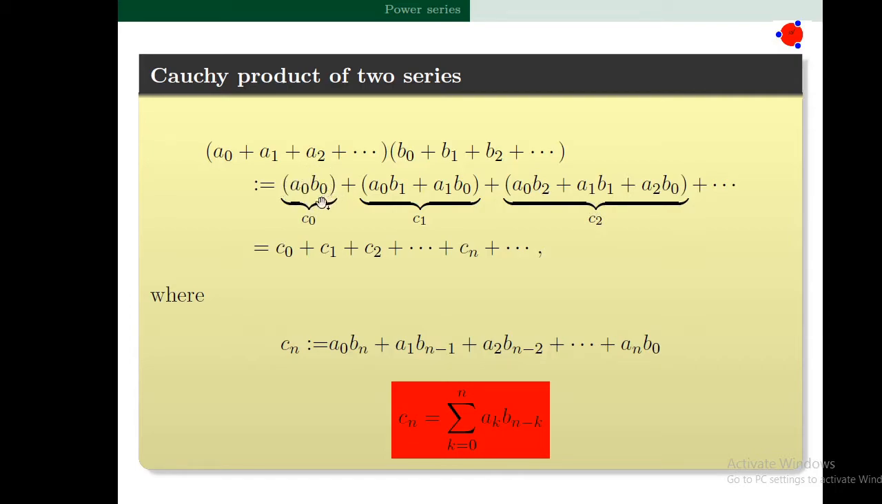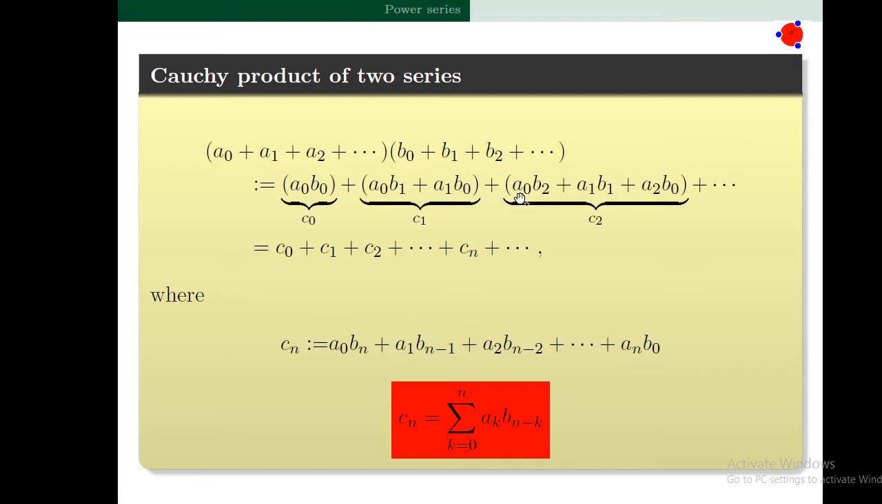The first term of the series is a0 b0, and the first term is denoted by c0. Note that the sum of the suffixes of the first term, that is 0 plus 0, is 0. The second term of the series is the sum of two terms, that is a0 b1 plus a1 b0. Here the sum of the suffixes of the first term, 0 plus 1, is 1. The sum of the suffixes of the second term, 1 plus 0, is 1.